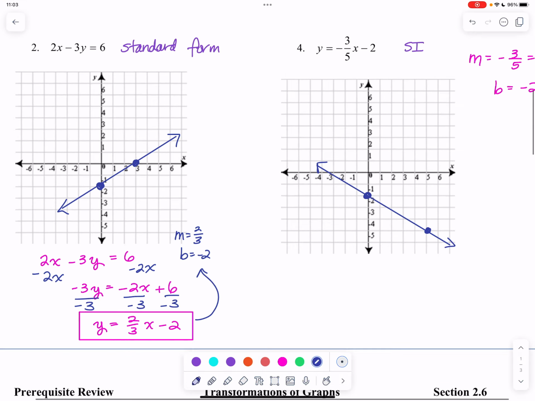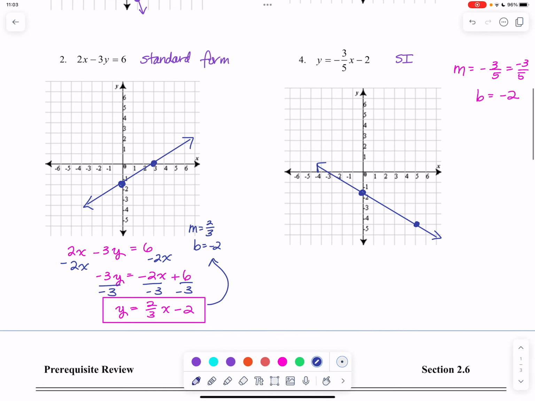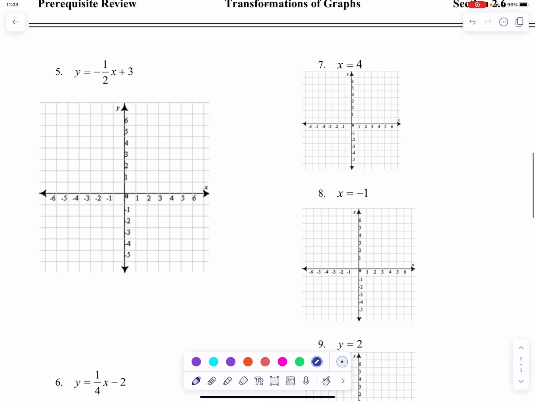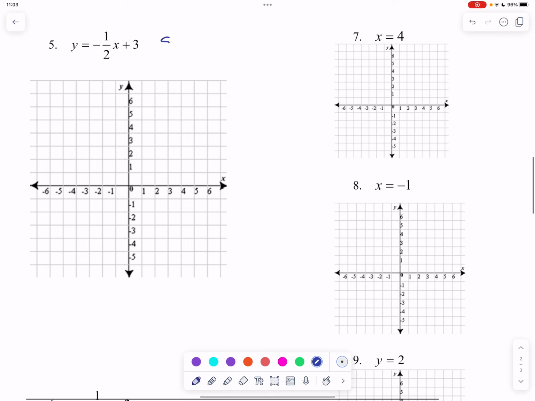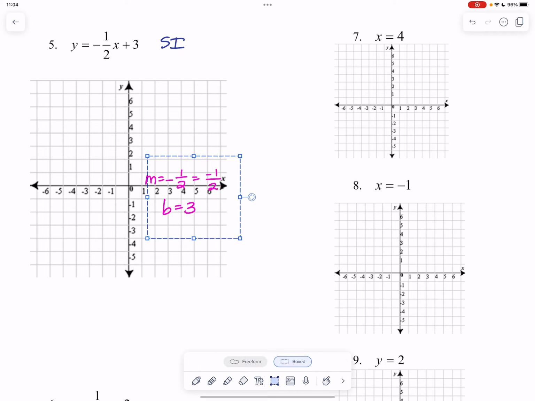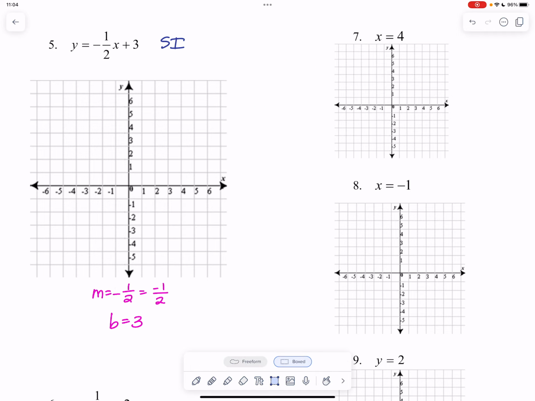Okay, let's go ahead, and that was slope-intercept, and just continue in that same manner. Again, we're in slope-intercept form. We have a slope of negative 1/2. Let's go ahead and go down 1 to the right 2, and we have a y-intercept of 3. And I could probably take that and bring that down about like that. And so we'll go ahead and go to y equals 3 and down 1 to the right 2.